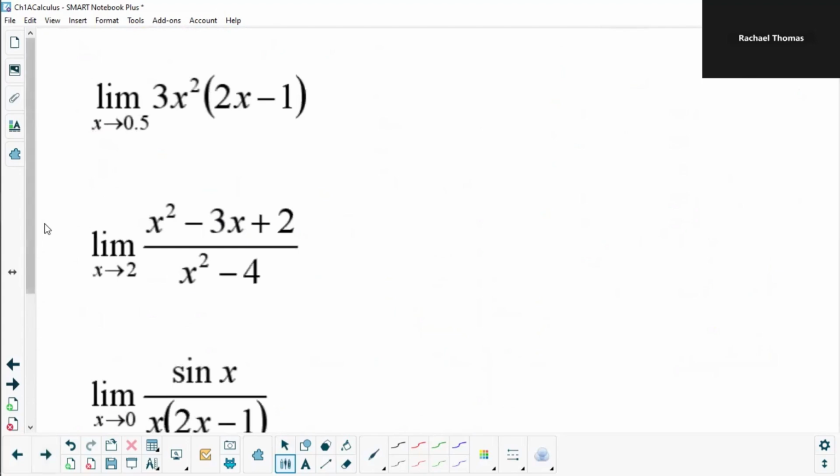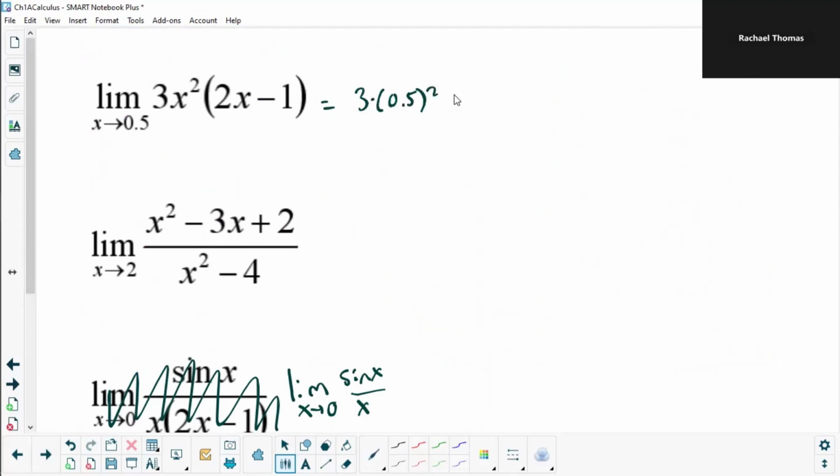All right. So here we go. Let's take these 3 examples, and actually this one down here, I want to just do limit as x goes to 0 of sine x over x. Beginning at the beginning, I'm going to first try plugging in 3 times 0.5 squared times 2 times 0.5 minus 1. That would be 3/4 times 0. Oh my gosh, that worked, and I get 0.